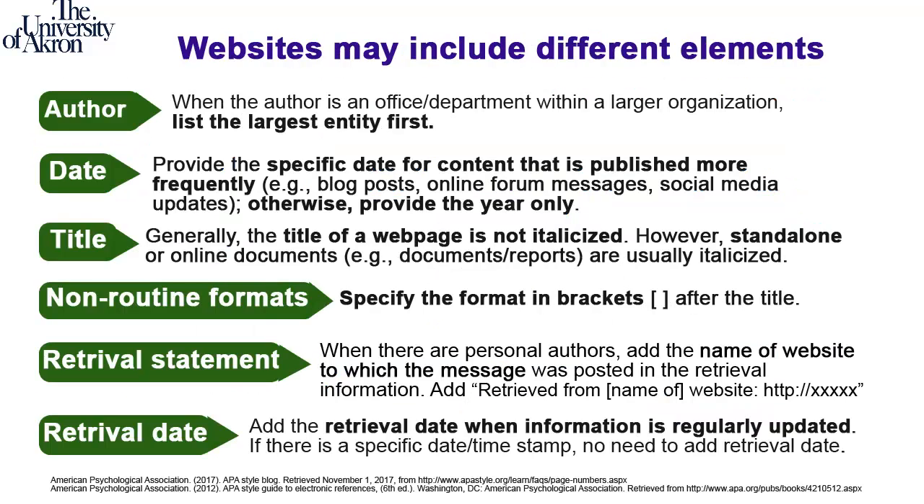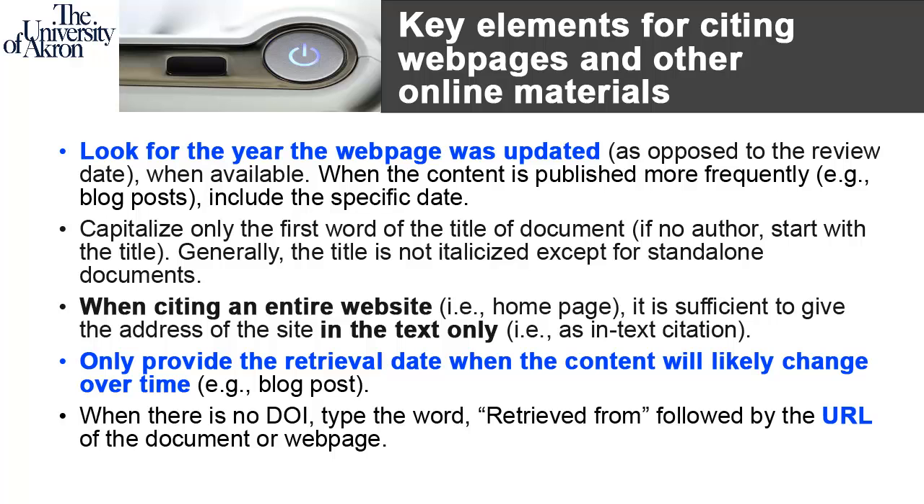It can be challenging to cite websites because they vary widely and may include different elements. For example, some websites include a specific date or represent a non-routine format or a unique format. As with other traditional sources, look for the author, date, title, and the URL when citing web pages. Look for the year the web page was updated, if possible. Remember to provide the retrieval date when the content changes over time.